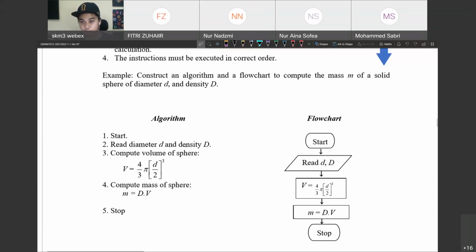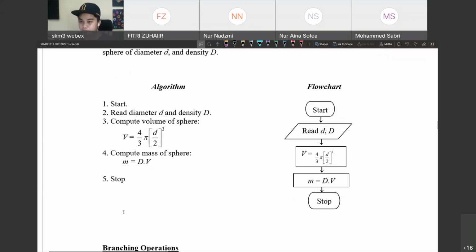Okay, let me use this one. All right, we have the diameter. Of course, the program will input the diameter and find the volume. Based on this volume, it will be used for the next subsequent process, which is to compute the mass. So what's the mass? Mass equals the density multiplied by the volume. The density is given and the volume was computed in step number 3. And finally, stop the process.